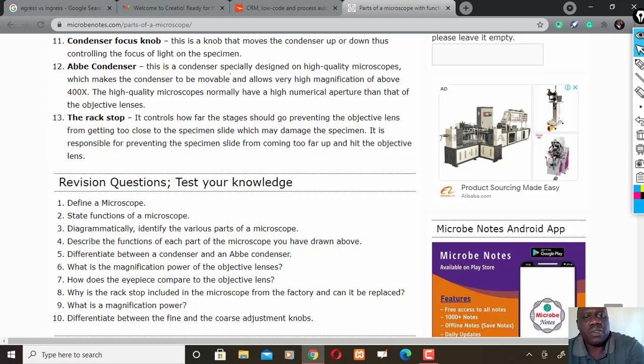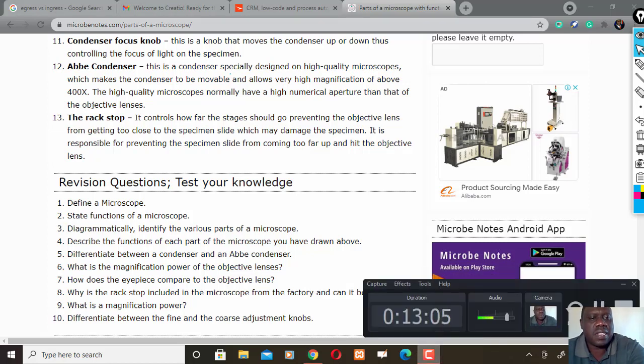So as of today, we're going to end our lesson there, and I hope it was good for you. Now you understand the structure and the functions of the various parts of a microscope.